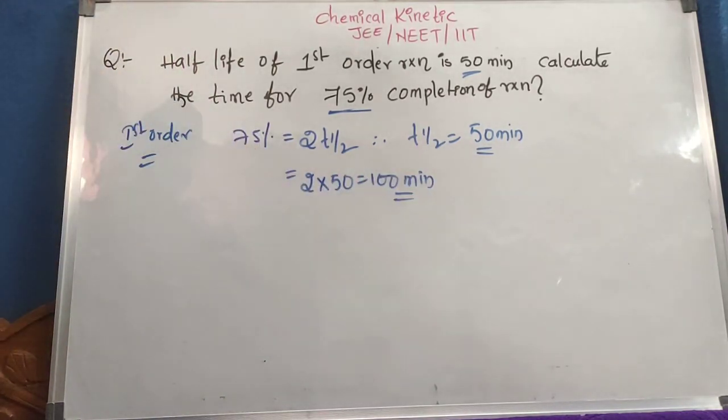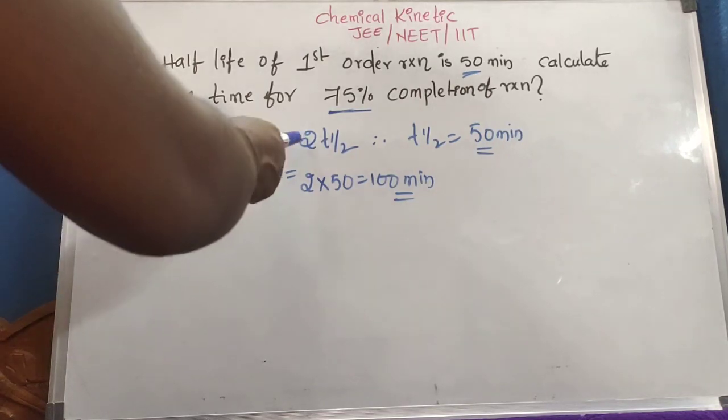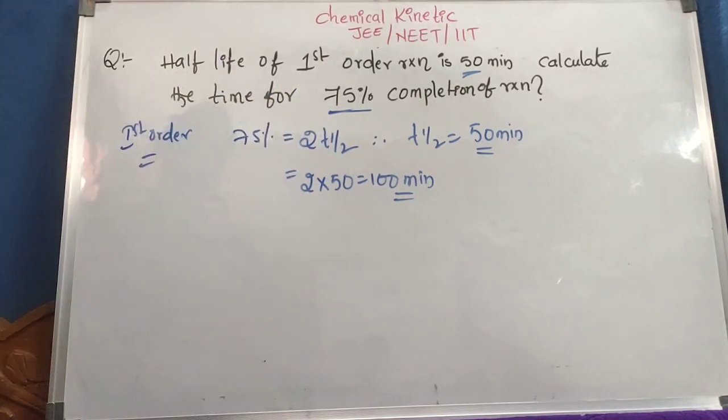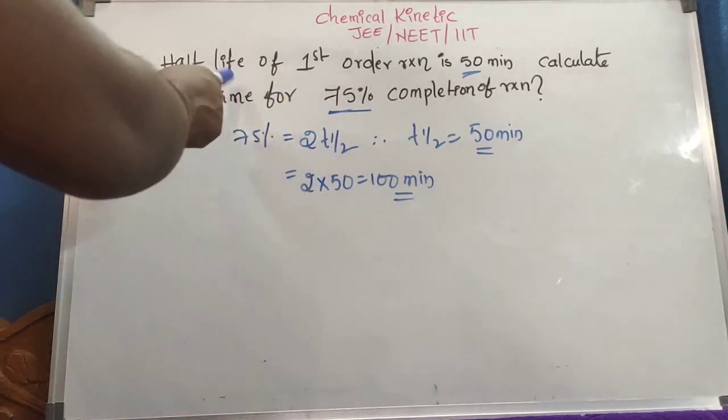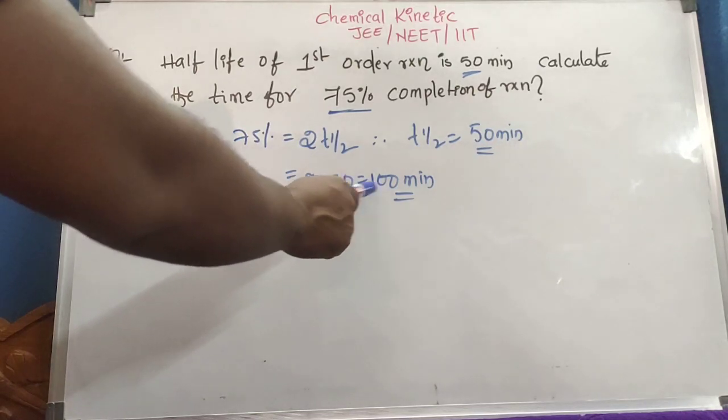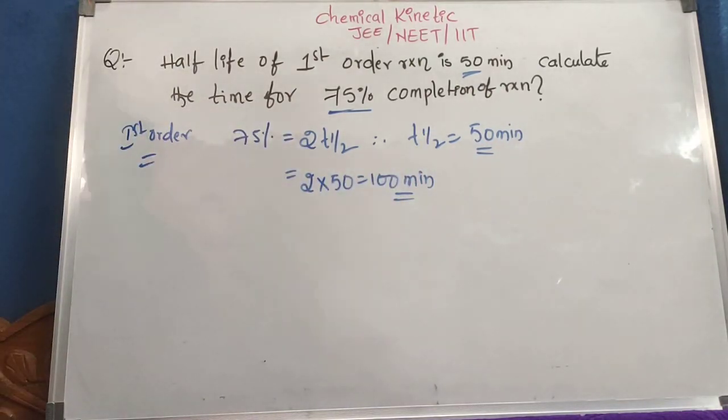For 75% completion of the reaction, it equals 2 half-lives. So 2 t half for the completion of 75% reaction. Already the half-life is given as 50 minutes, so 2 into 50 equals 100 minutes, which is the right answer.